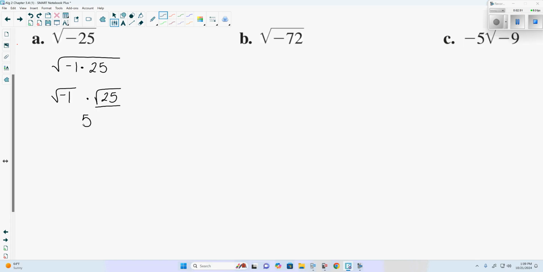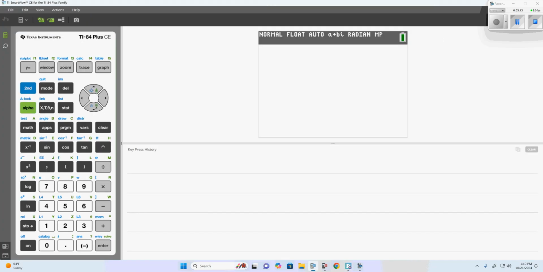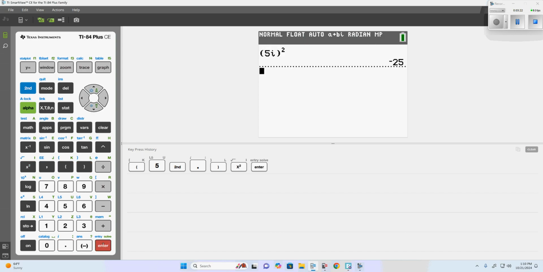Now, we said the square root of negative 1 is what? i. By definition, it is i. So the square root of negative 25 is 5i. Questions on this here? Now, the nice thing is that the graphing calculator will work with i. So we can say 5i squared, and it tells us it is indeed negative 25. So i is the only way we can multiply a number by itself and get a negative.